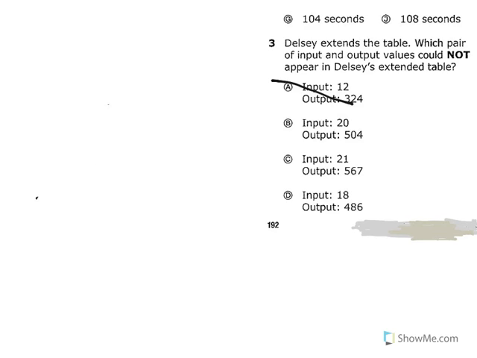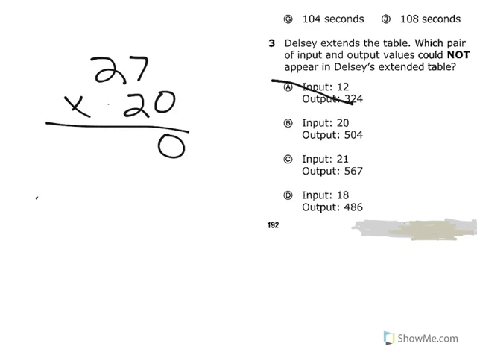Next one we'll do is 27 times 20. So 27 times 20. That's 0. 7 times 2 is 14. 2 times 2 is 4, plus another one is 5. So 540. Okay, I'm thinking that one may be my one that would not end up on there. We need to check the other ones though.